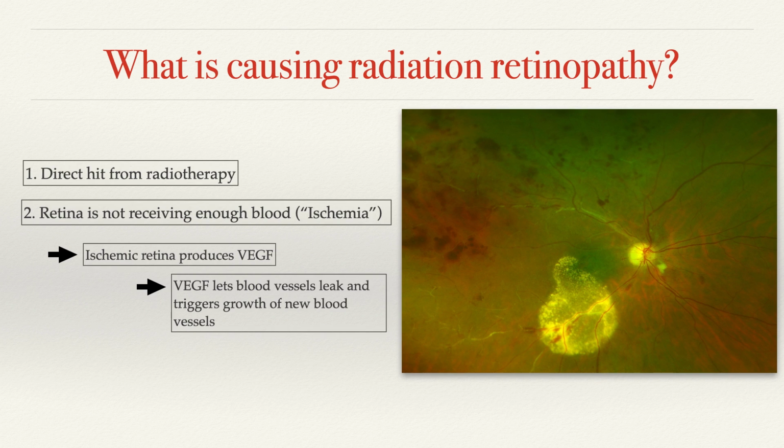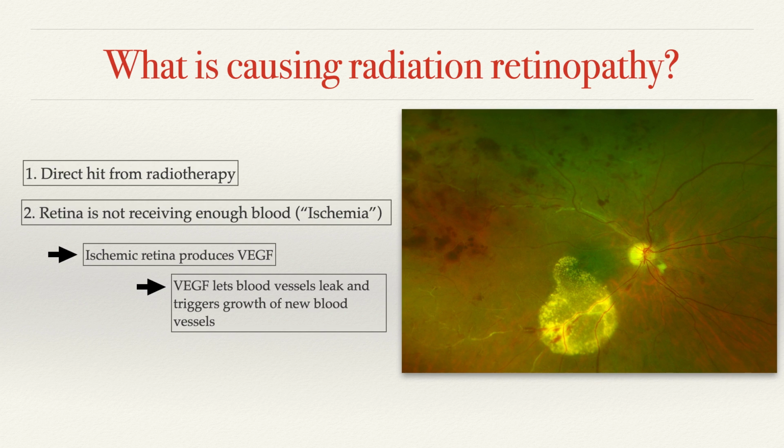Number one, it lets blood vessels leak. So normally, as I said, the blood vessels in the retina are quite tight. But if VEGF is in the eye in higher concentration, it will open the ports like a rusty pipe, so that will leak fluid. And the second effect of VEGF on the retina is, it is that growth factor that triggers the growth of new blood vessels.